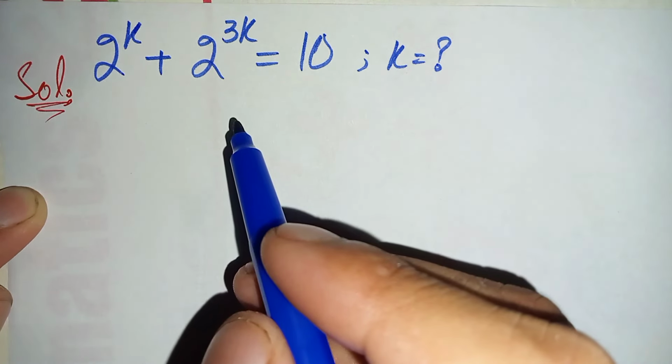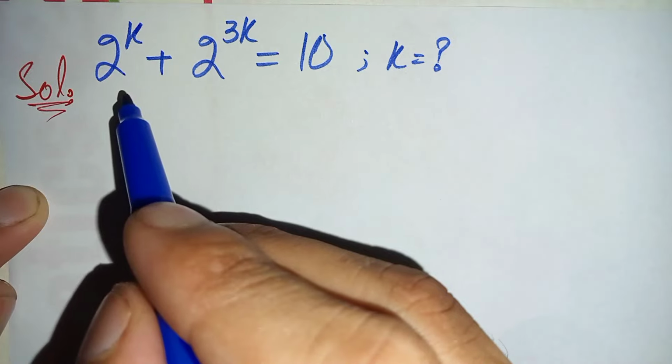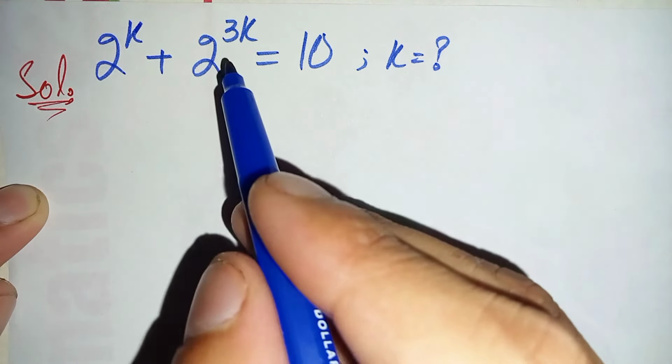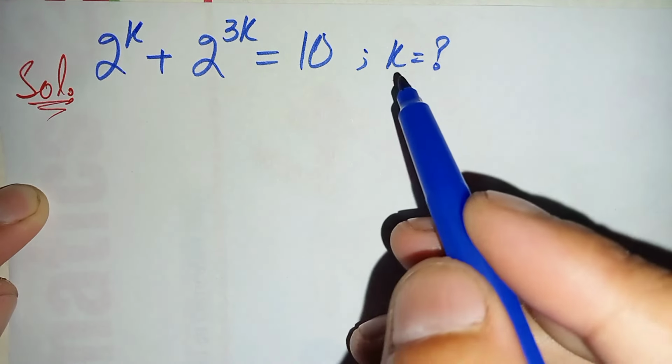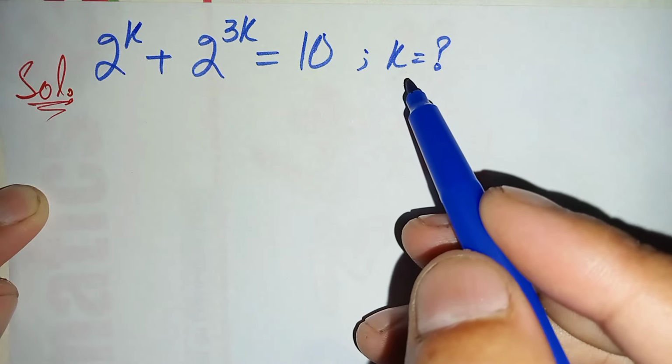How to solve this nice exponential equation, which is 2 raised to power k plus 2 raised to power 3k is equal to 10. So here we will try to find the value of k.